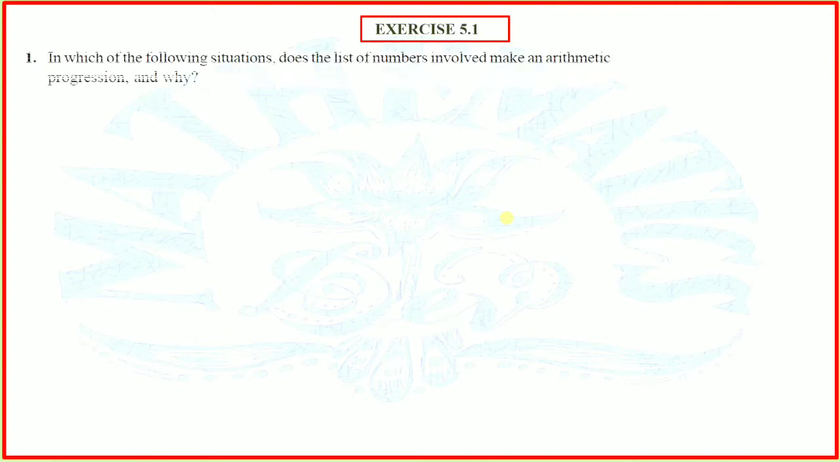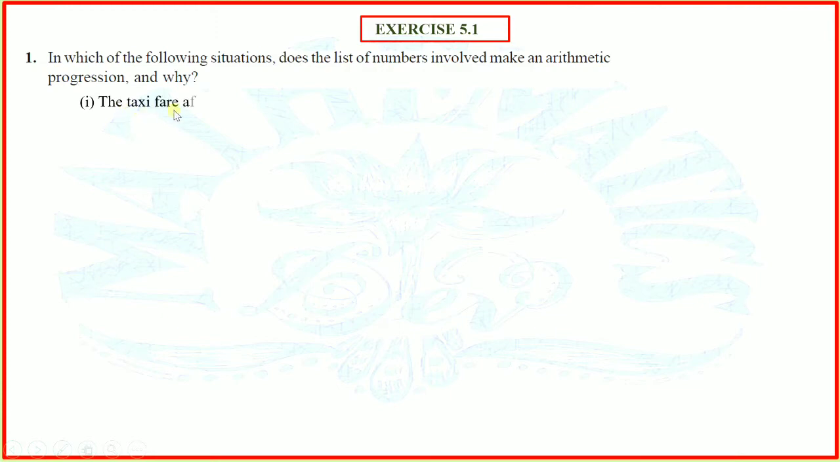Exercise 5.1. Question number one says: in which of the following situations does the list of numbers involved make an arithmetic progression, and why? Means in the following problems you have to search out whether the numbers, which are in increasing or decreasing order, form an arithmetic progression or not, and if they form one, then why. You have to give the reason.